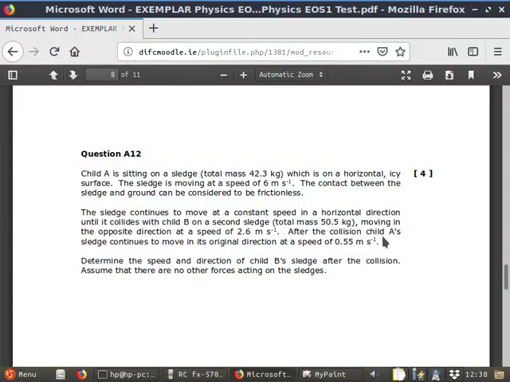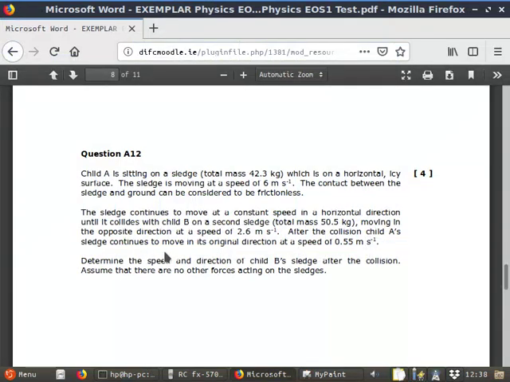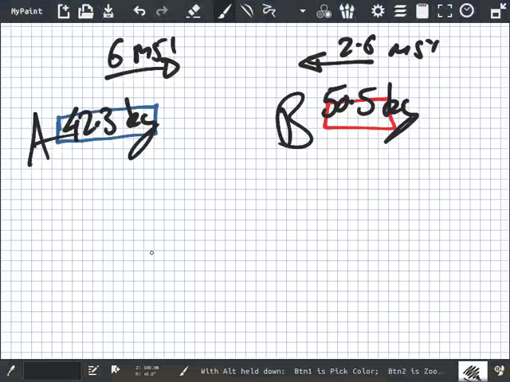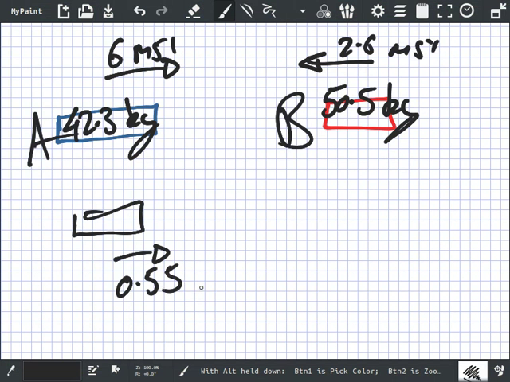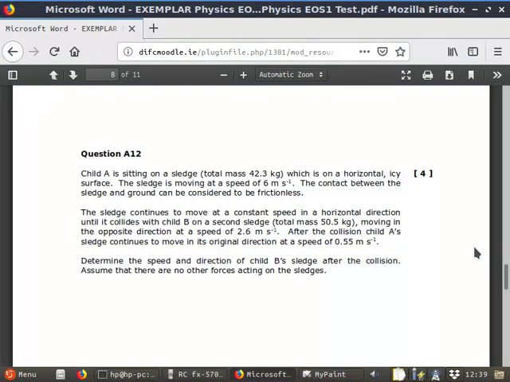After the collision, child A, this is A, this is B, continues to move at a speed of 0.55. So after the collision, child A is still going forward here with 0.55. What's child B doing? Well, child B has to be going to the right, unless child B passed through A, which it didn't. So we'll call this x. And the question's going to be, what's the speed of child B after the collision?